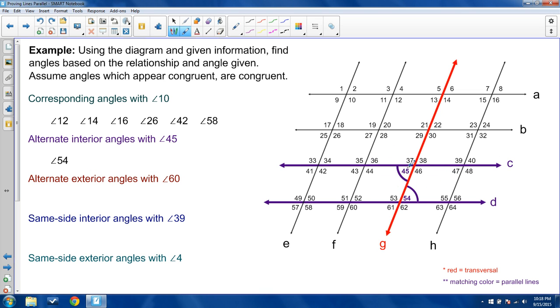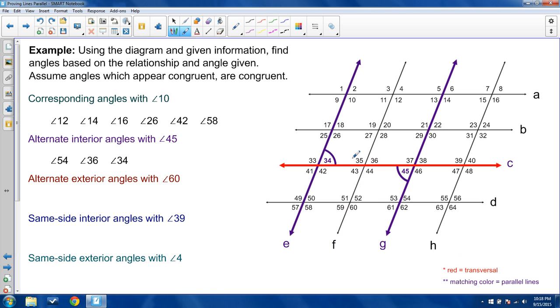Okay, so there's that one. Now, like I said, that's the only one on this transversal G. 30 is not an alternate interior angle with 45. 45 is on the outside of lines B and C. But I can use C as a transversal, and if I have 45 here, here's an alternate interior angle, 36. 45 and 36 are congruent, so lines F and G are parallel.